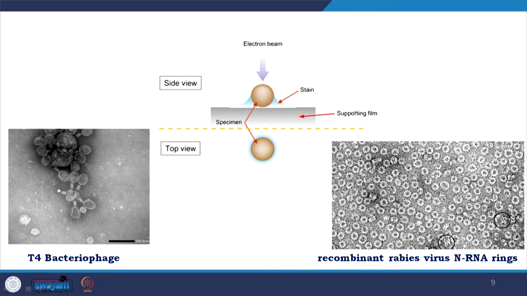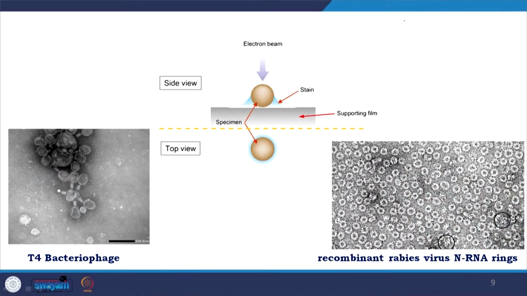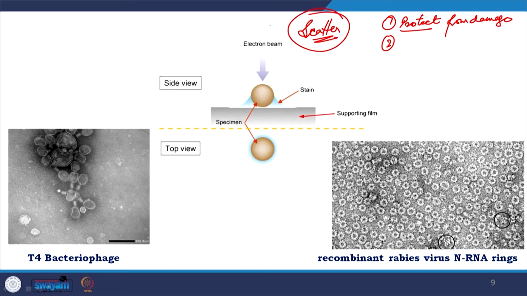So, by doing negative staining, you start looking at the specimen and you start getting better resolution, because one, it protects from damage, in addition it scatters more strongly, and in addition it protects from the high vacuum setup.